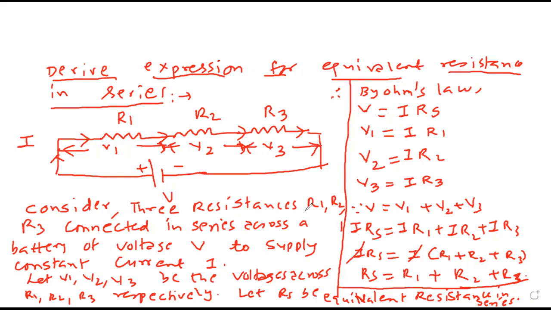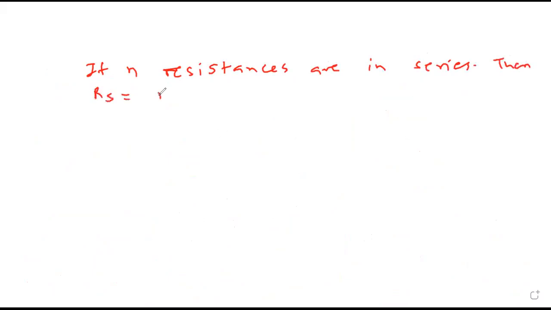Yes, completed writing. Okay, can I clear it? Yeah. Okay. So we did this answer for 3 resistors. If n resistances are in series, then Rs equals R1 plus R2 up to Rn.